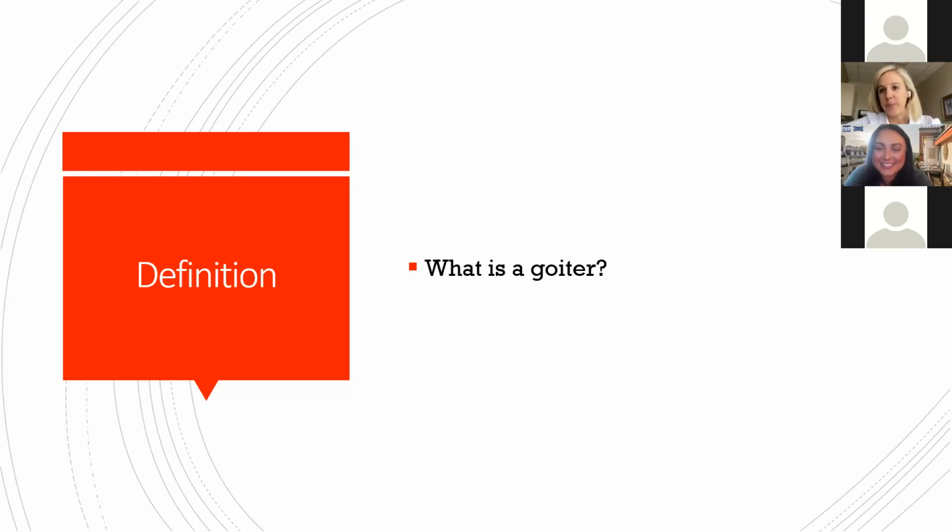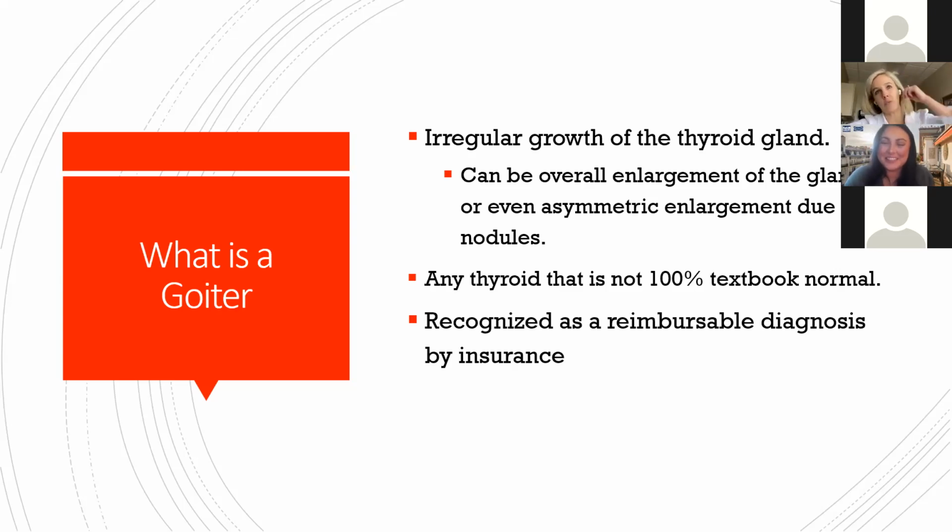So what is a goiter? I know I have a lot of slides here, so could you go to the next one for me, please? So a goiter is really just an overview word for any irregular growth of the thyroid gland. It can be overall enlargement of the gland. It can even be asymmetric enlargement if you have a nodule on one side that's making either the left or the right side look bigger than the opposite side. So it's really just an umbrella term. So, any thyroid gland that's not 100% textbook normal, like the pictures that you see. And it's actually recognized as a reimbursable diagnosis by insurance. I mean, it's an ICD code I've actually used within the last week.